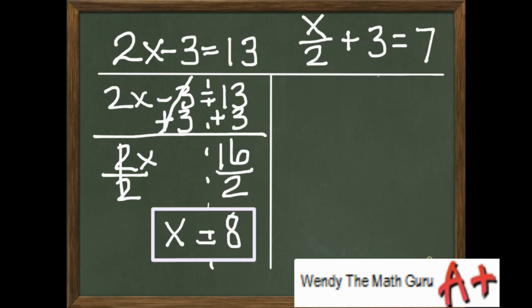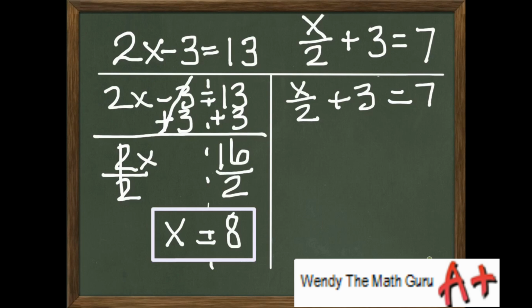Okay, now we're going to look at the next equation, x divided by 2. So remember that any time you see a fraction, you're also looking at a division problem. So x over 2 is the same as x divided by 2 plus 3 equals 7. So x divided by 2 plus 3 equals 7.